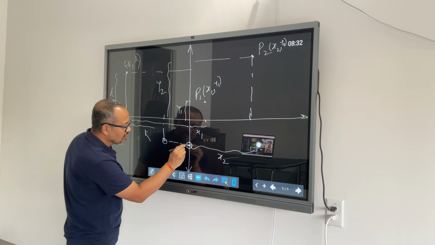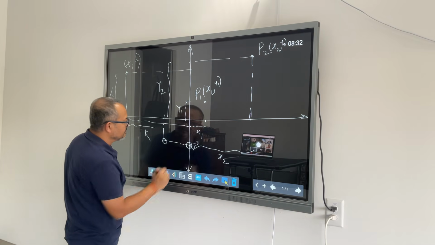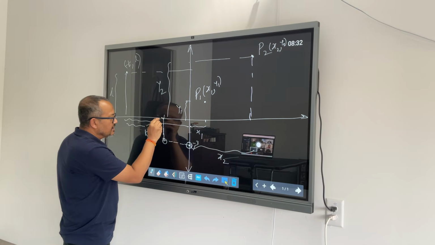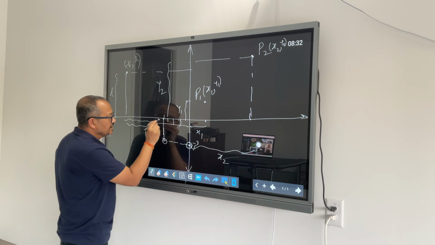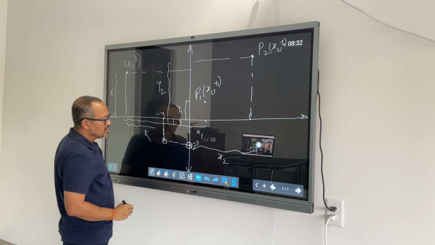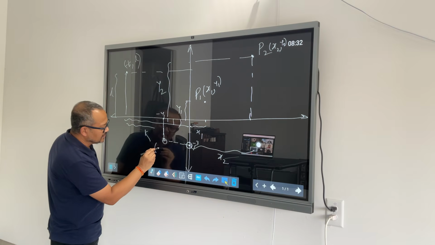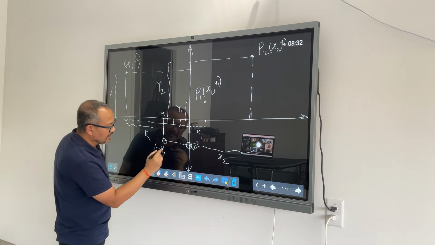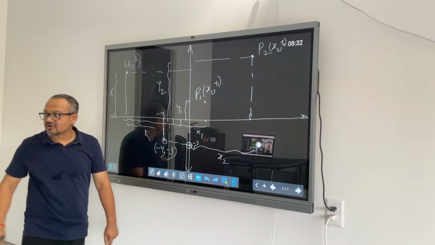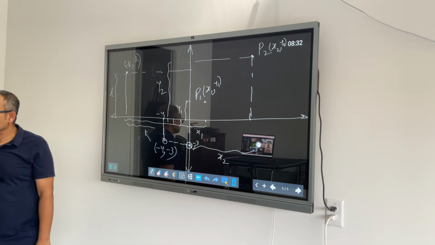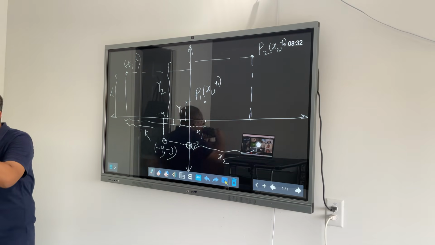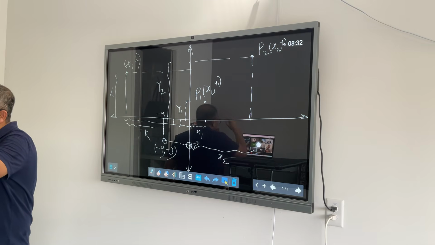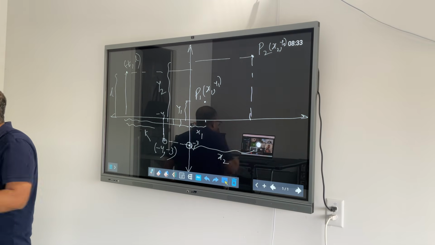Look at this value on the y-axis. Let's say this says minus 3. And here it says this is meeting at, let's say, minus 4. So x value first, y value next. This is your coordinate for this point.